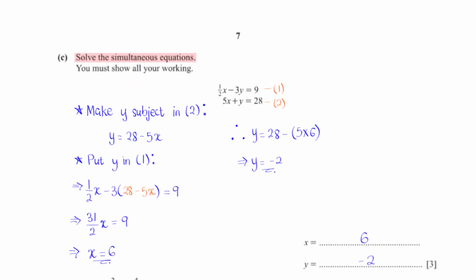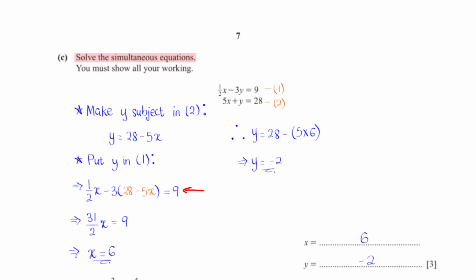Solve the simultaneous equations. You must show all your working. First, let's label the given equations. We'll be using the substitution method. So when we make y the subject in equation 2, we have y equals 28 minus 5x. So now we can substitute y into equation 1.